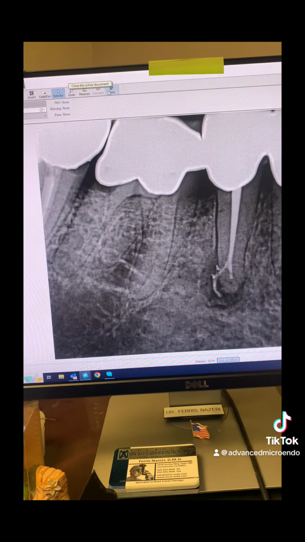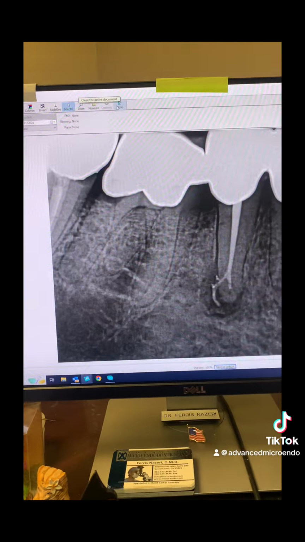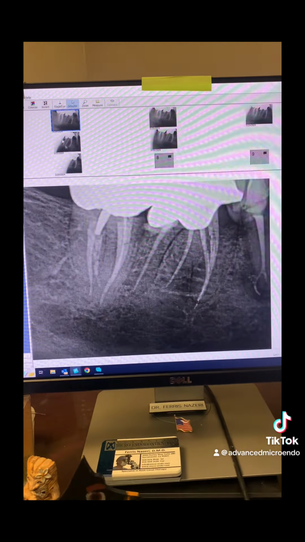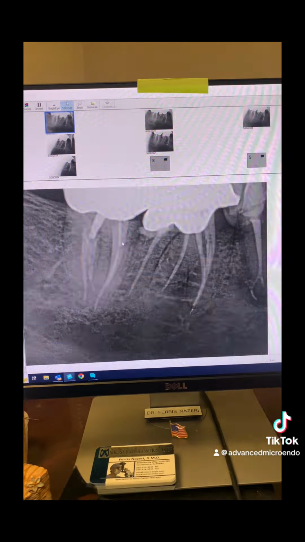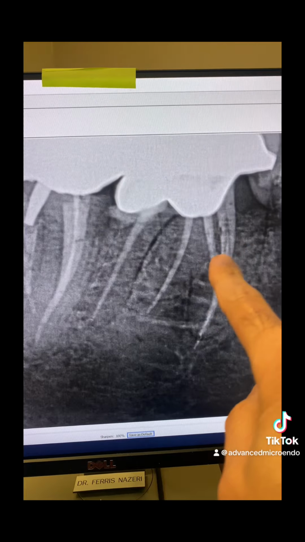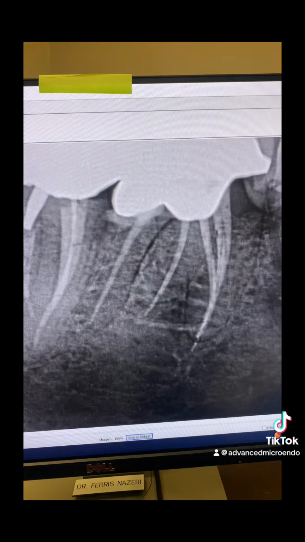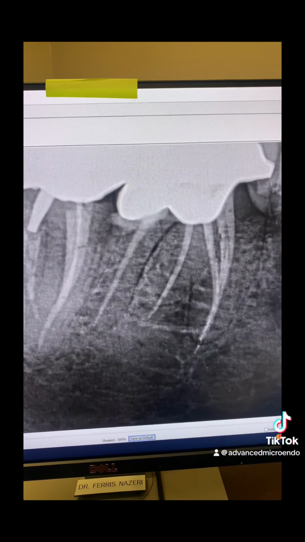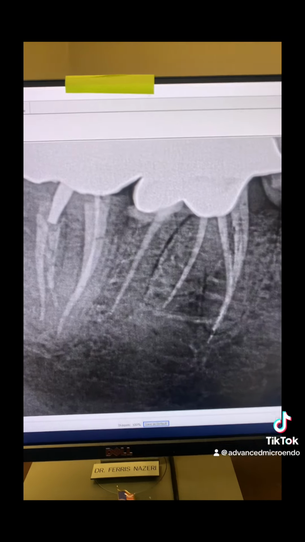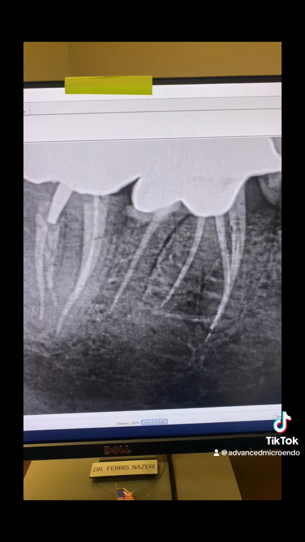So take a look here. So you're thinking 2 mesials and 2 distals, right? Okay, take a look. Three mesial canals, and of course 2 distals. Everything went great. As you can see, we went ahead and temporized the tooth and referred the patient back to his dentist for the permanent restoration.